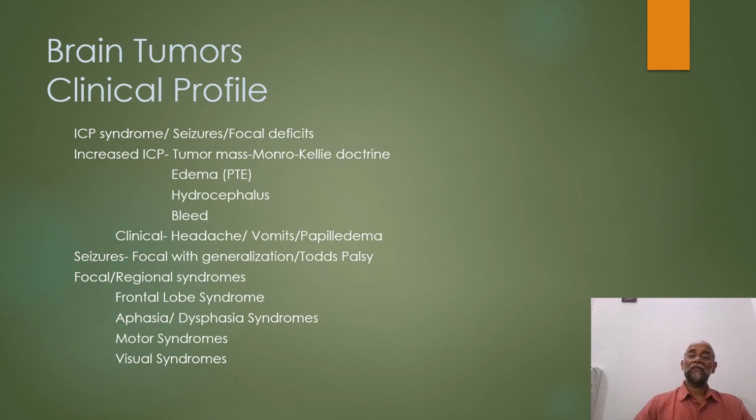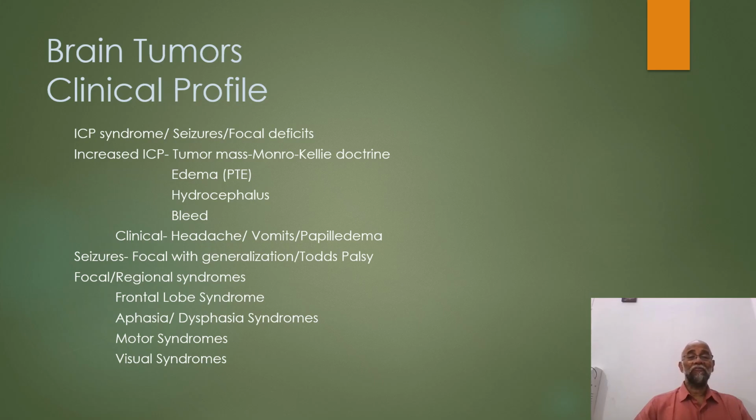So the tumor mass itself adds on to intracranial volume. So a large tumor produces increased ICP because of its mass, because of its volume. However, initially this is compensated because CSF gets displaced. The second cause of increased intracranial pressure is edema, what is called PTE or peritumoral edema. Peritumoral edema is a manifestation of neovascularization, and hence usually it happens in malignant tumors.